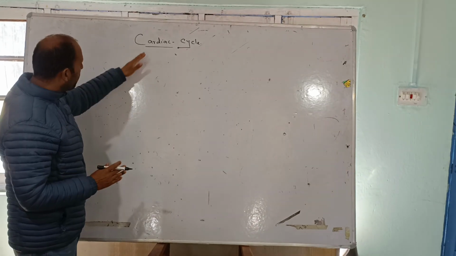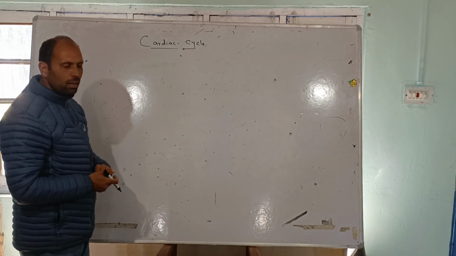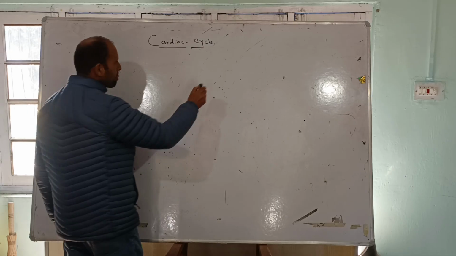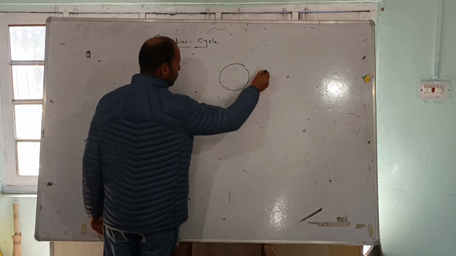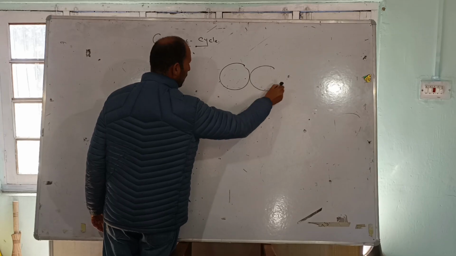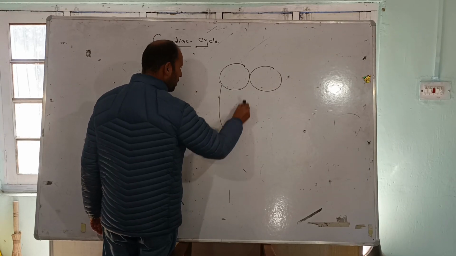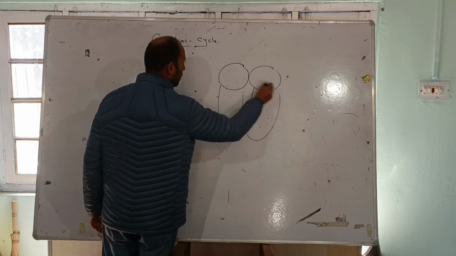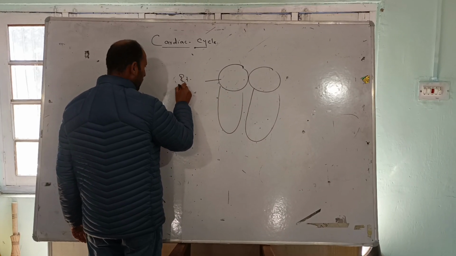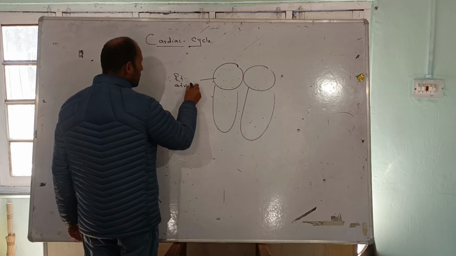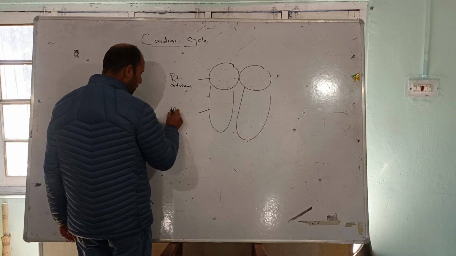We have an important topic, that is the cardiac cycle. The cardiac cycle occurs in one heartbeat. We have the two atria and the two ventricles of the heart. This is called here beta, the right atrium of heart, and this is called the right ventricle of heart.